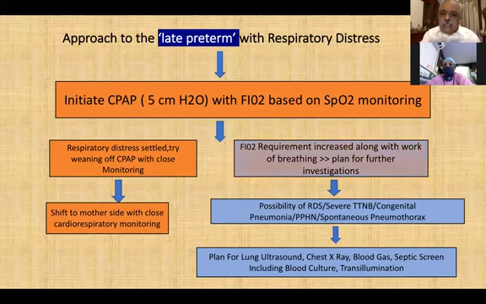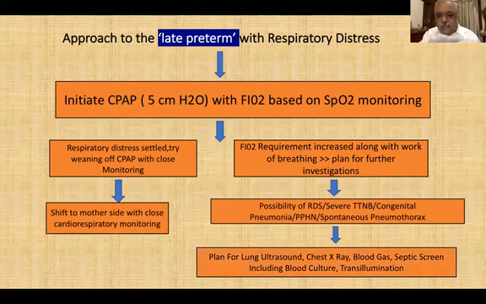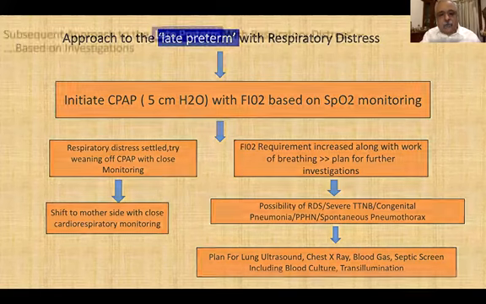On the contrary, if the FiO2 requirements keep increasing, then you need to know whether it's TTNB or whether it is some RDS. As I said earlier, late preterms have a higher incidence of RDS. You can have pneumonia, you can have a PPHN, you can have spontaneous pneumothorax as well. So you have to be a little careful. The best thing is to immediately resolve the issue, get an X-ray done, get a lung ultrasound done, do a septic workup if you are suspecting sepsis, and if you're suspecting pneumothorax, go for transillumination, and then follow up these babies.